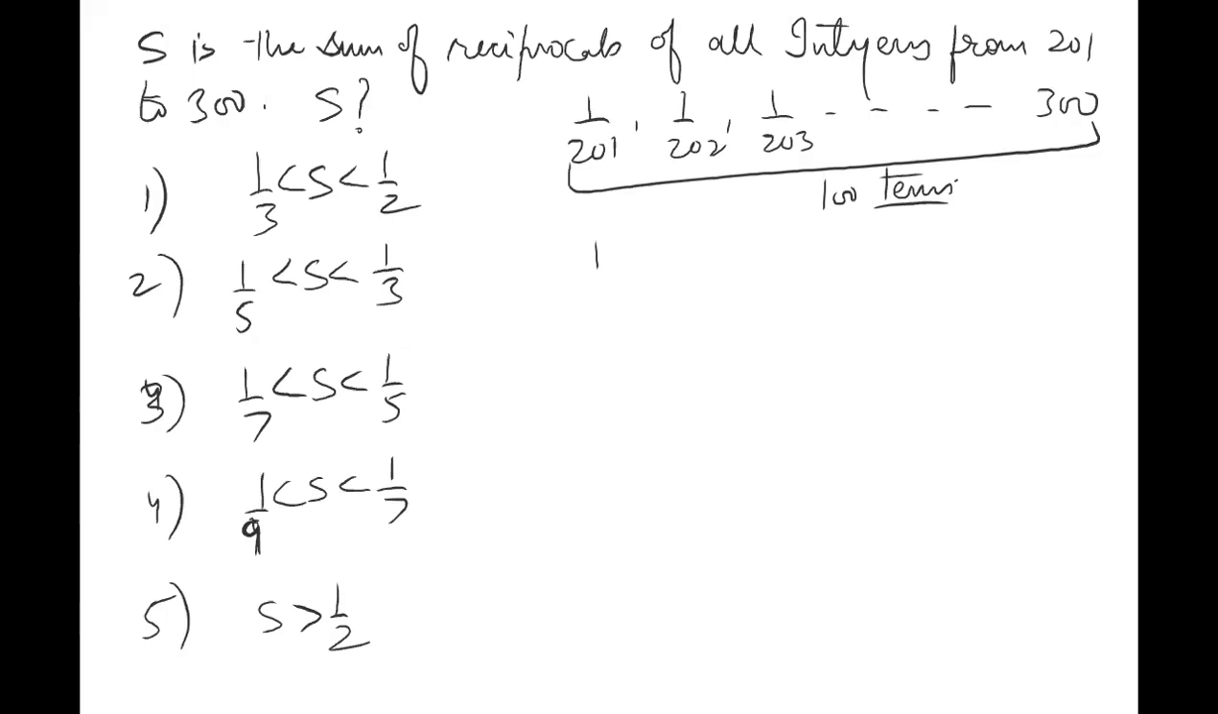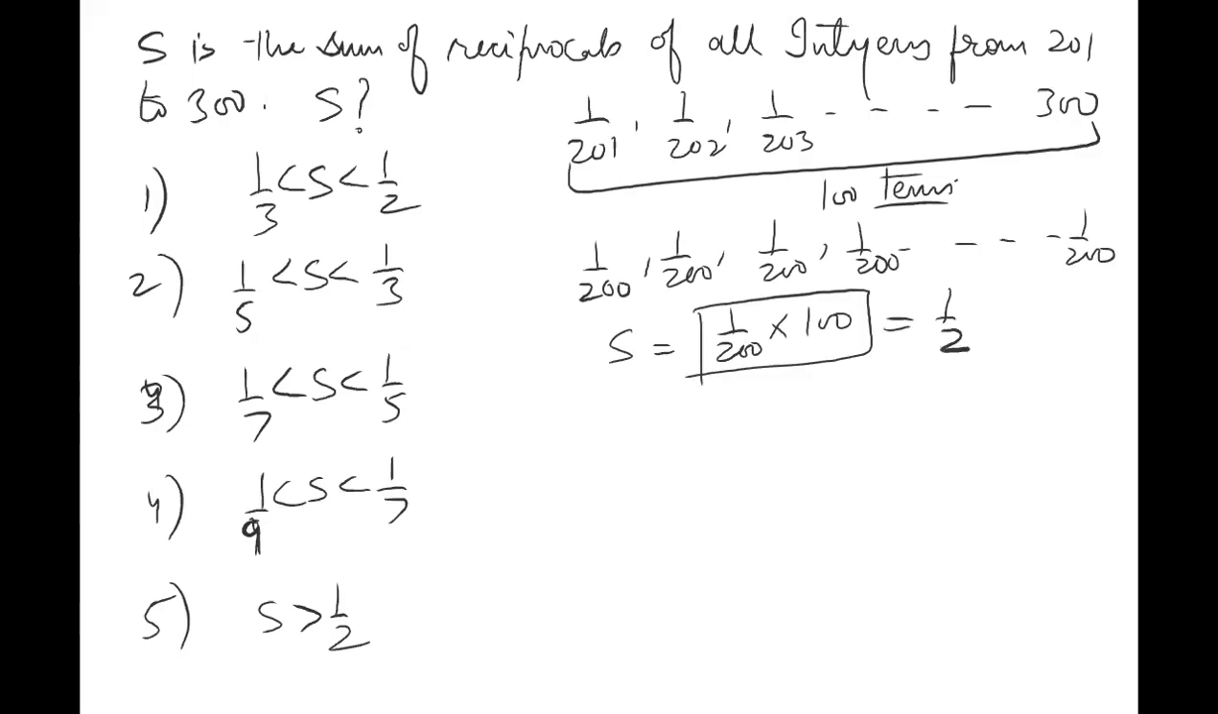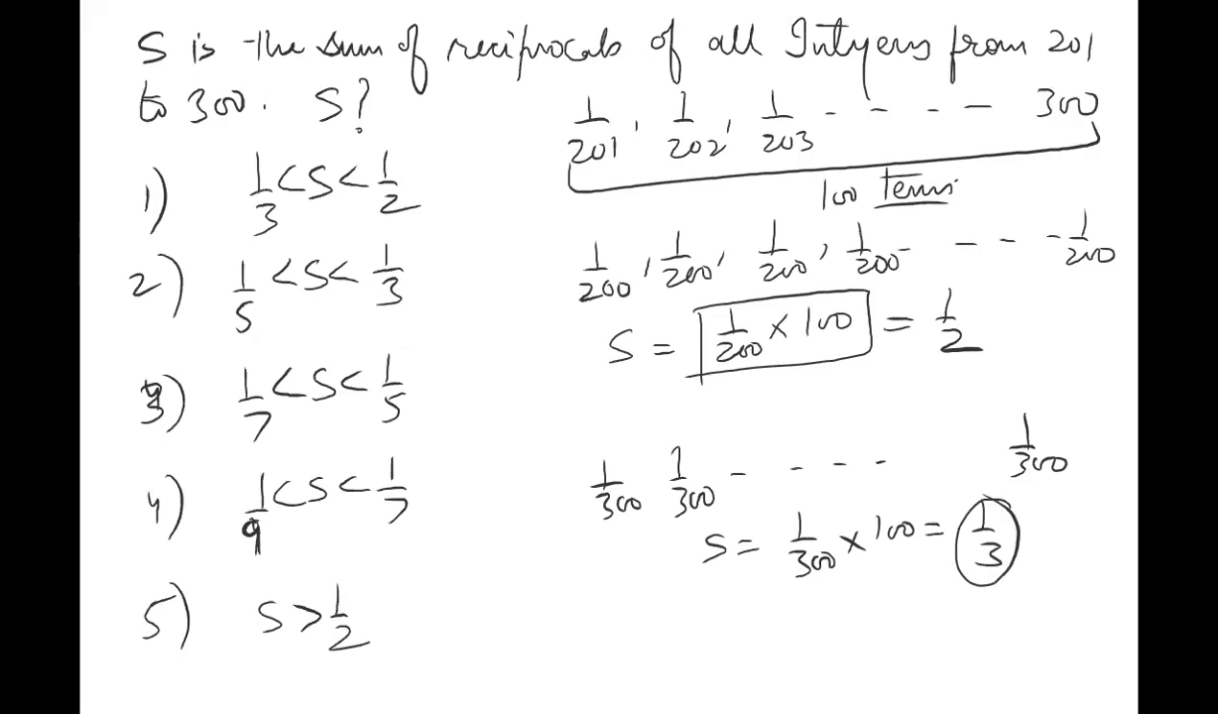Again, if you see, if every term is 1 by 200, the sum in this case would be the term into number of terms. Okay, that'll be 1 by 2. And if every term is 1 by 300, the sum in that case would be 1 by 3. Is that okay, first of all? Any doubt in this point?